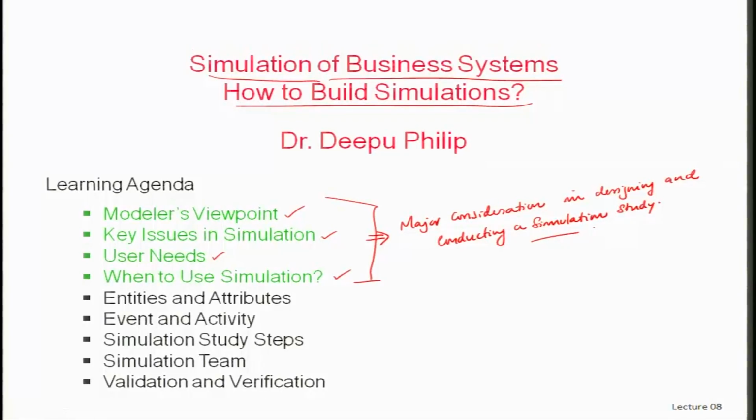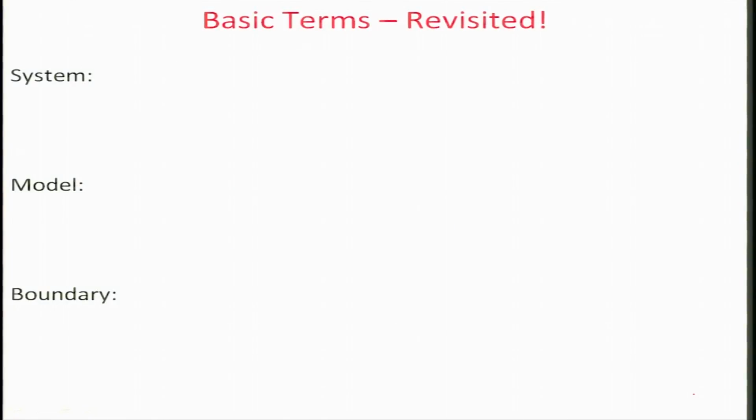Now, we are going to look into some of the new aspects. Today in this current lecture, we will look into some of the major definitions of the terms, then we will look into entities and attributes, then we will talk about event and activity, and then we will also see, if time permits, some of the simulation study steps in the process. Okay. But at least we will go through these two in today's lecture. Okay. So, let us talk about the basic terms today.